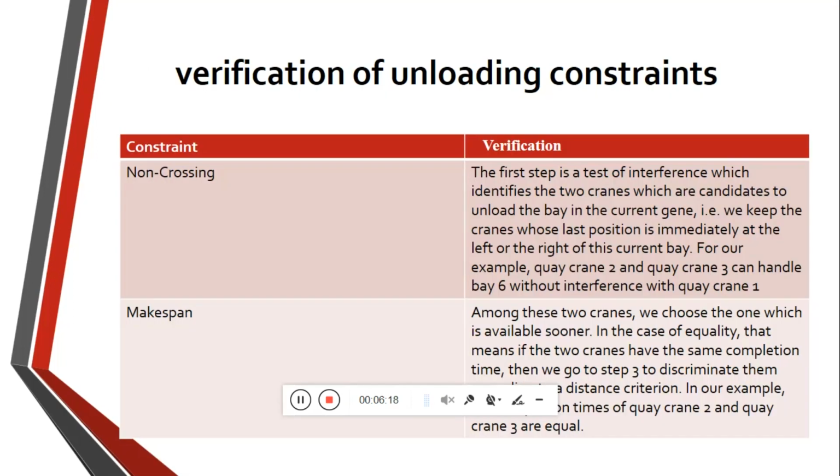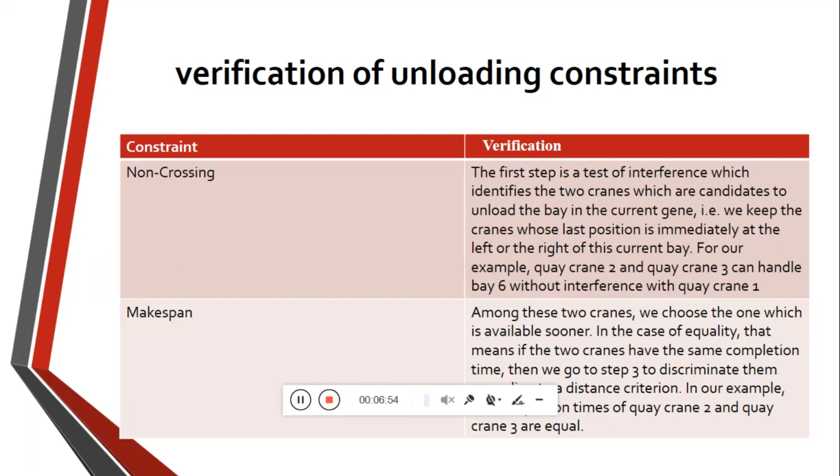Before applying the genetic algorithm, we must verify the allowed constraints. We start with no crossing. It means the first step is a test of interference which identifies the two cranes which are candidates to handle the bay in the crane gene. We keep the crane whose last position is immediately at the left or the right of this current bay. For our example, K-crane 2 and K-crane 3 can handle bay 6 without interference with K-crane 1.